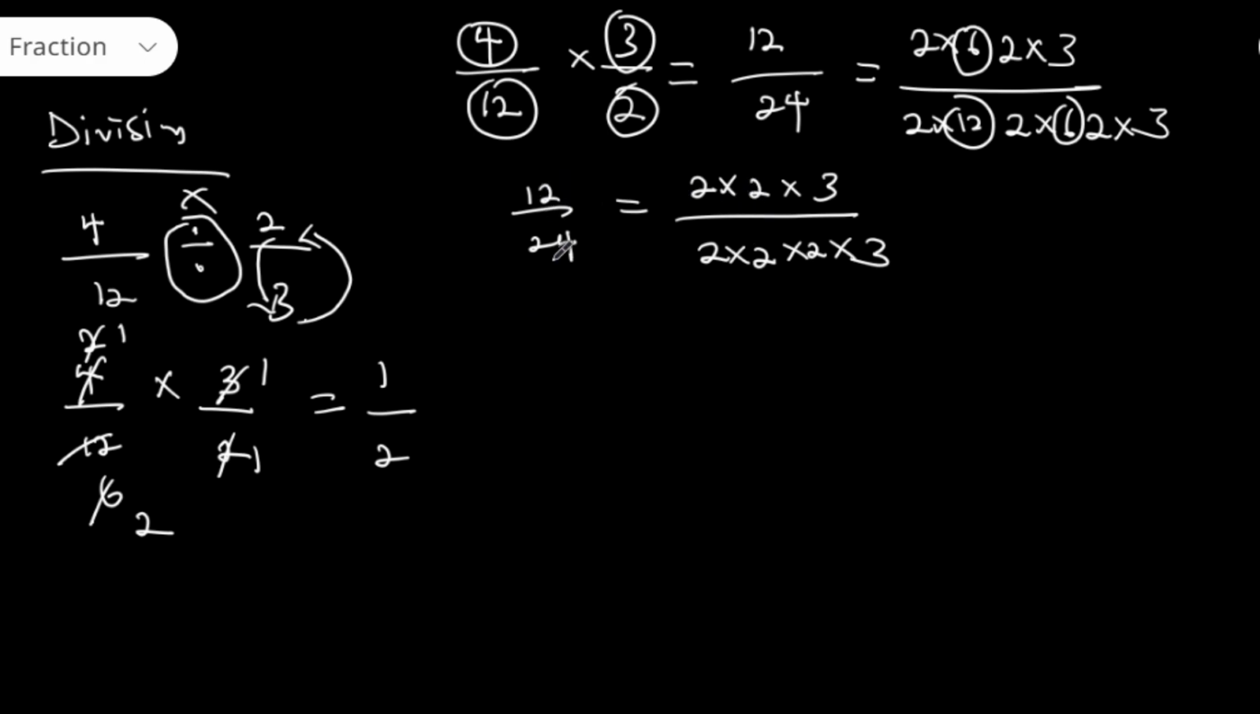To simplify 12 and 24, the common numbers cancel out themselves. So we have 2 cancel out 2, 2 also cancels out 2. There's a 3 and there's a 3. Everything at the numerator has already cancelled out, so we have 1. So this gives us 1 over, at the denominator, we have just 2 left, which is 1 over 2.